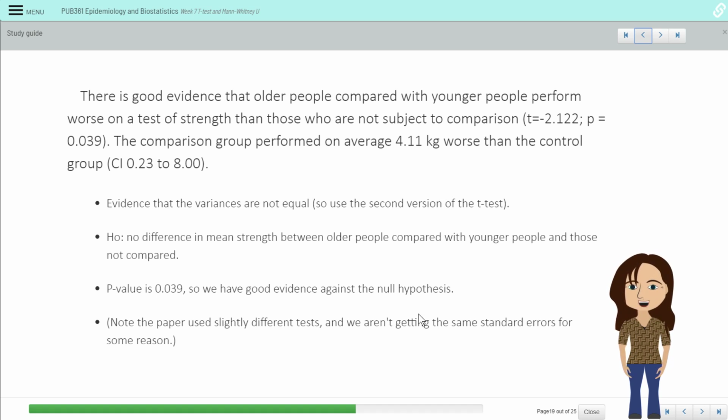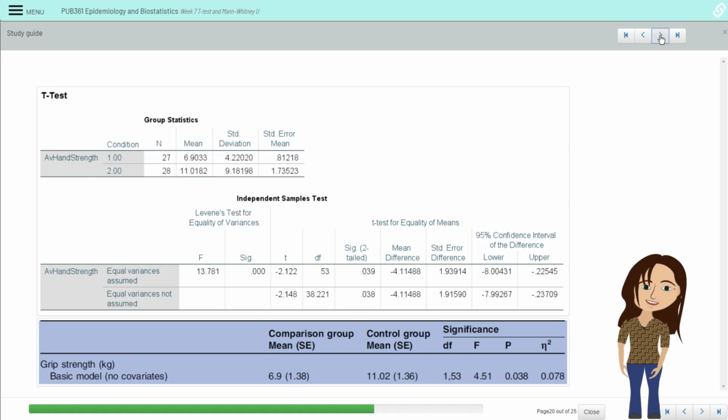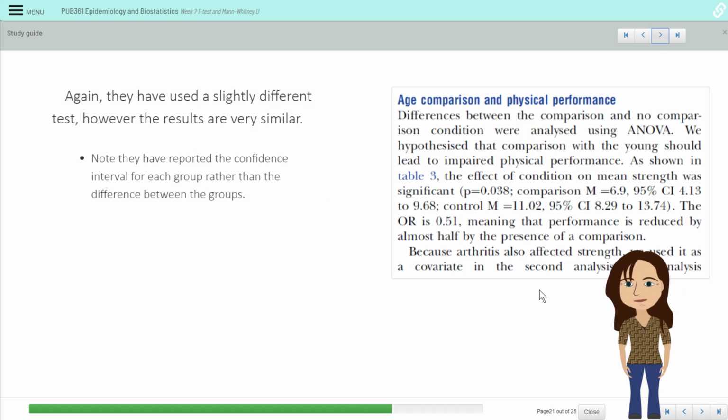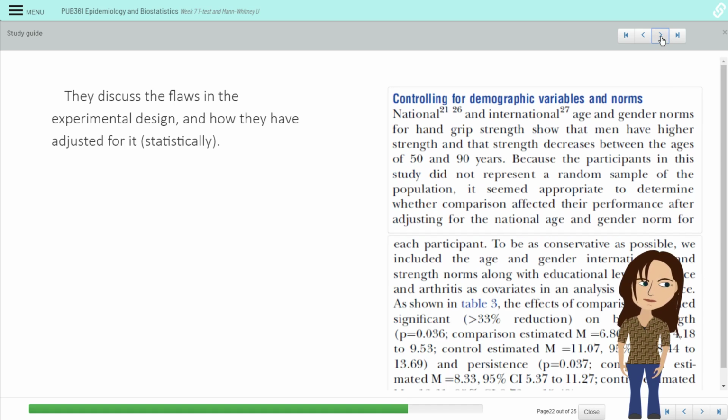And here I've got the details of how we chose which version of the test to use. So this is how they've written it in the paper. A little bit different because they've used a slightly different test, but you can see they're pulling out all the same key points here for theirs. So you can pause that and read that if you like. There's also a link to the whole paper if you would like to read that.